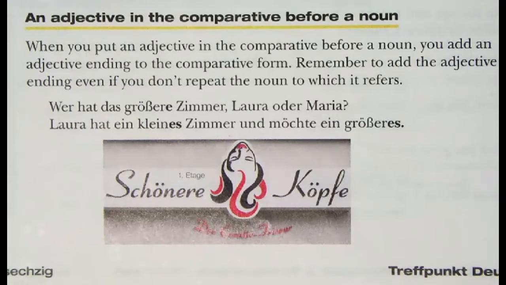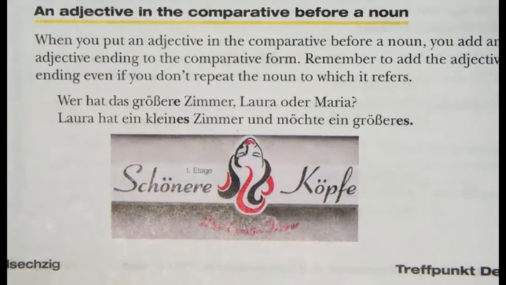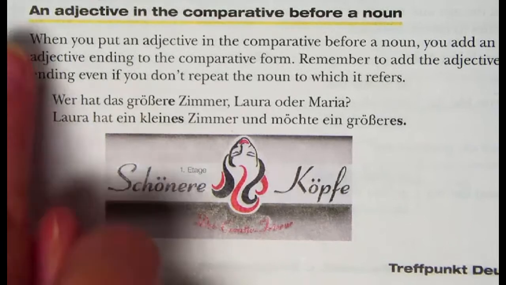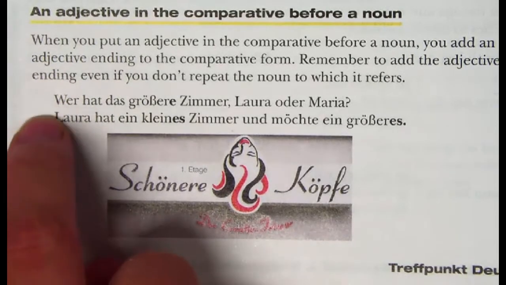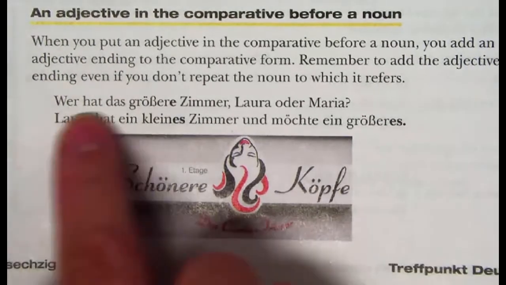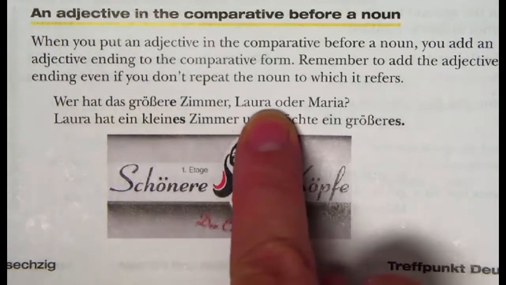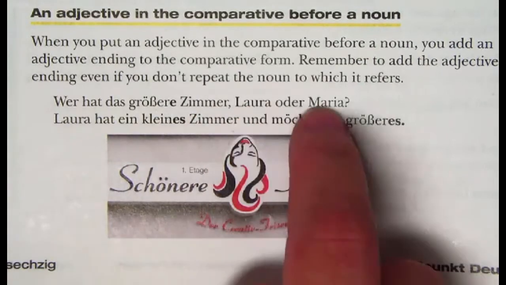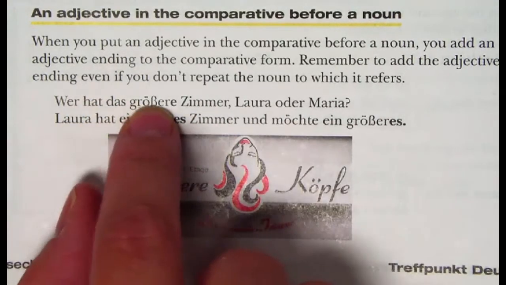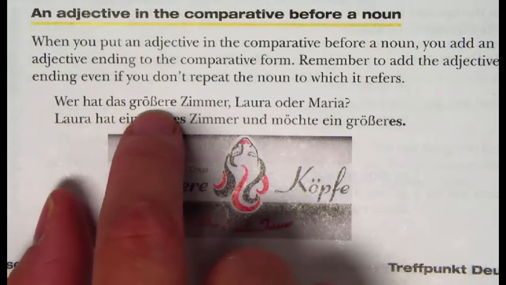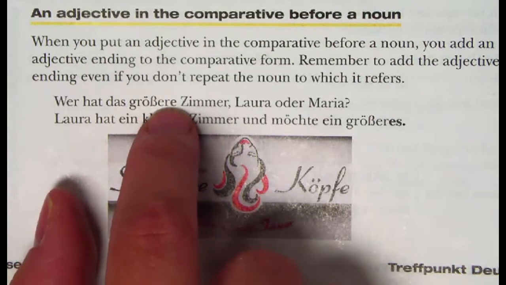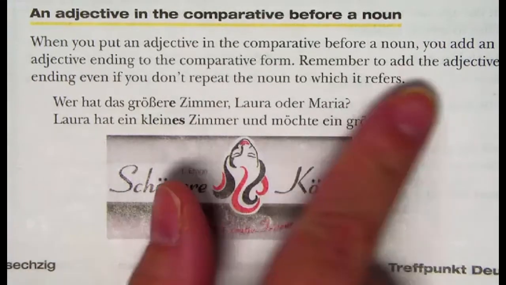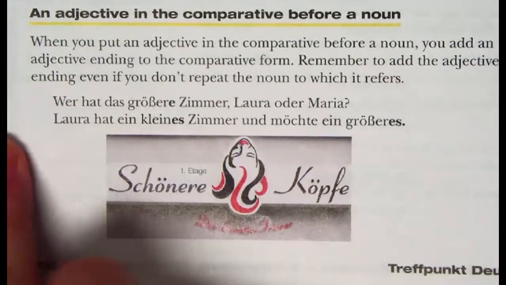Okay, really quick, this is just a clarification from the book. It's the same thing that I just showed you guys in my notes, but make sure you look at these two examples really closely. So we've got, wer hat das größere Zimmer, Laura oder Maria? Who has the larger room, Laura or Maria? So it's the comparative form, and then the additional E adjective endings because it is talking about the Zimmer which follows it.